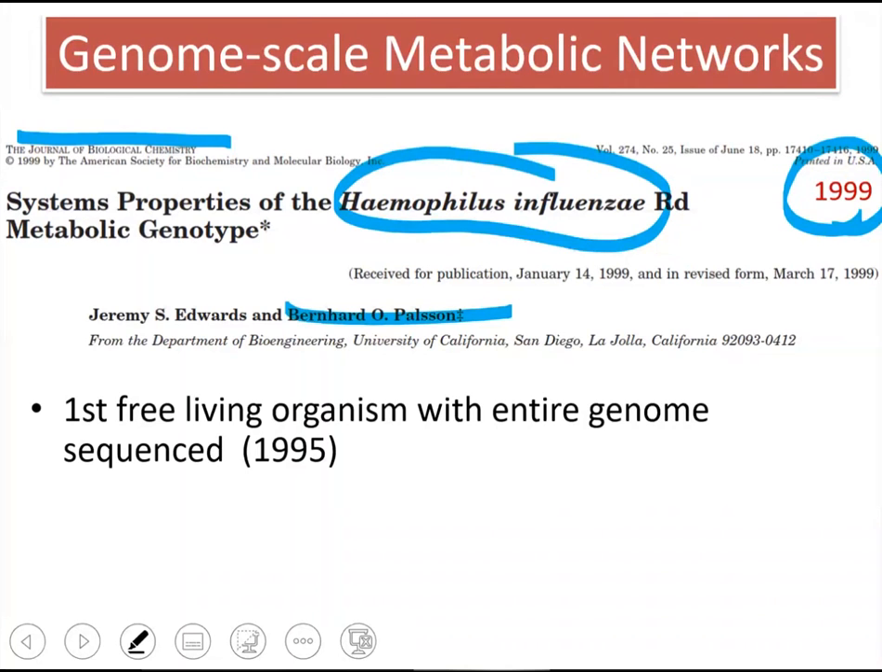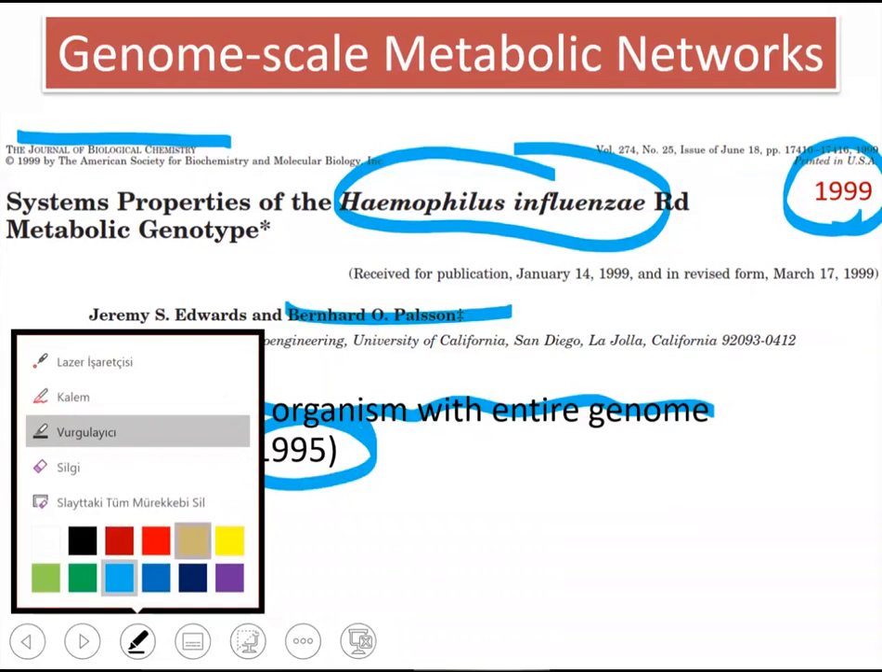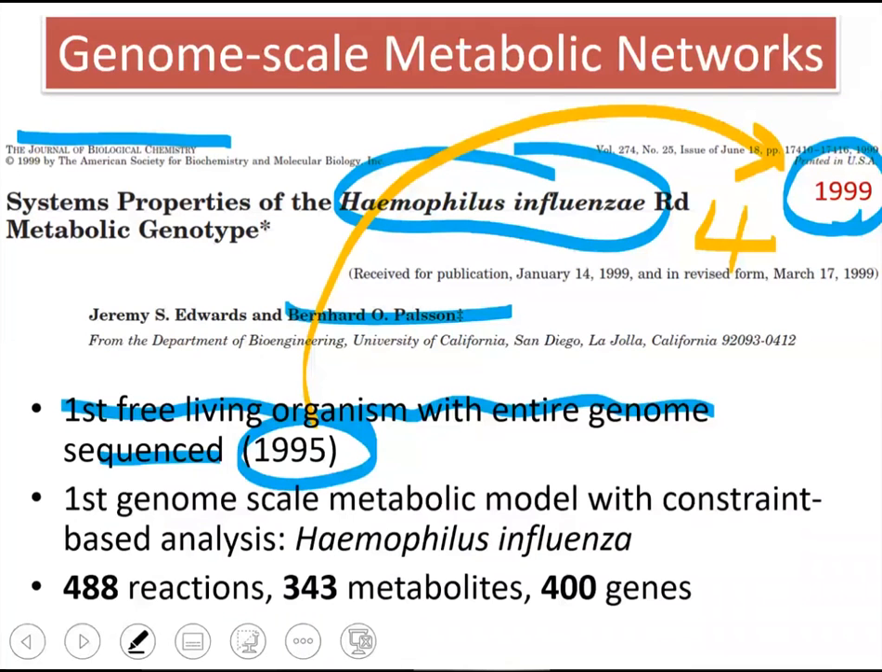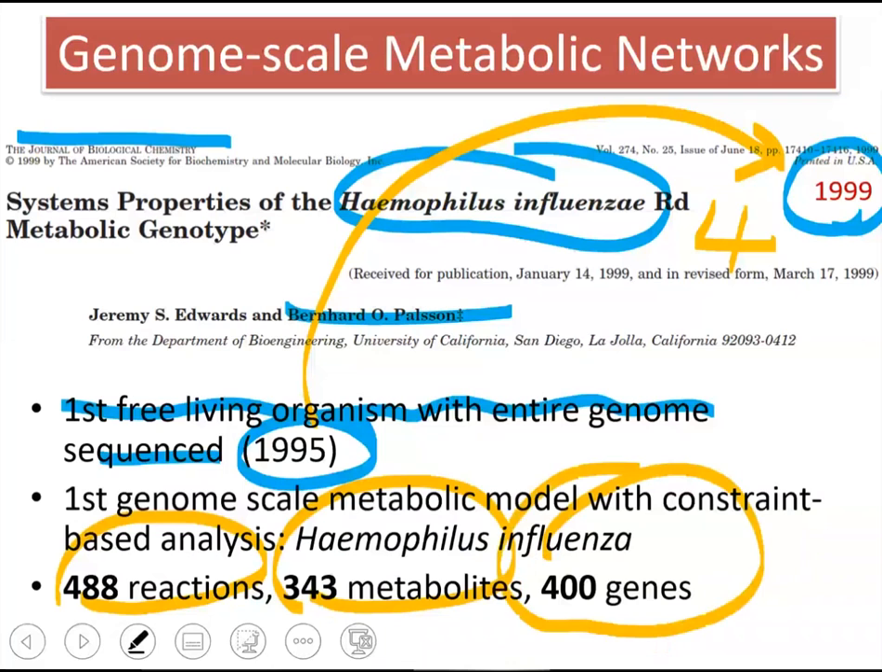Haemophilus influenzae is the first free-living organism with its entire genome sequenced. Its genome was sequenced in 1995, and 4 years later, its genome-scale metabolic network was published and the related model was available. The model included about 500 reactions, about 350 metabolites, and 400 genes that control those reactions. I won't go into detail, but you can go and check.